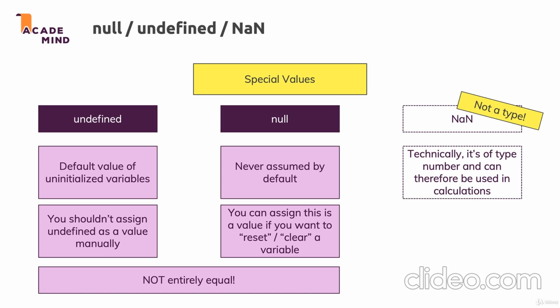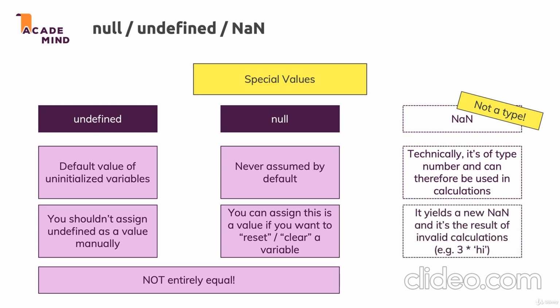So if you have, let's say, a multiplication with text or anything like that, then you would get not a number as a result. And if you use the not a number value in a calculation, you also get not a number as a result. So this yields not a number if you use it in calculations, and it's the result of calculations that are invalid. Now you might wonder why you would ever run an invalid calculation.